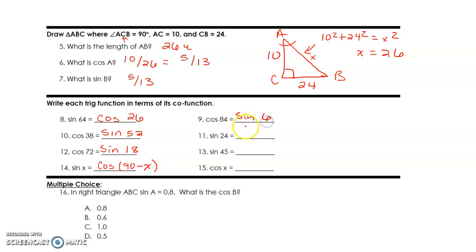Sine of 6, cosine 66, cosine 45. We looked at this in the last lesson. This is my isosceles.